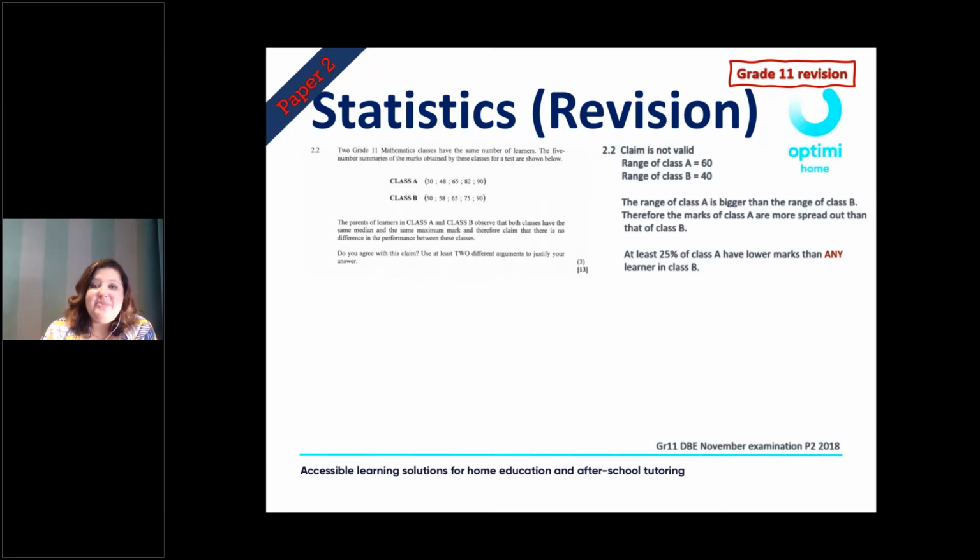Okay, so already it tells me, listen, class A was farther removed from my maximum, and a quarter of that class actually did worse than the lowest mark in class B. So in the lower quartile, class A performed the worst. It means that class A overall performed worse than the children of class B.